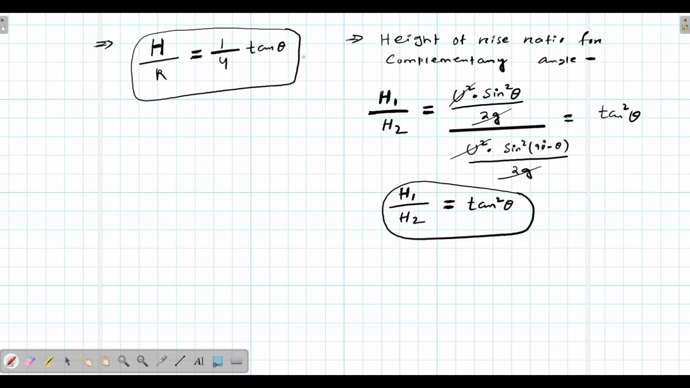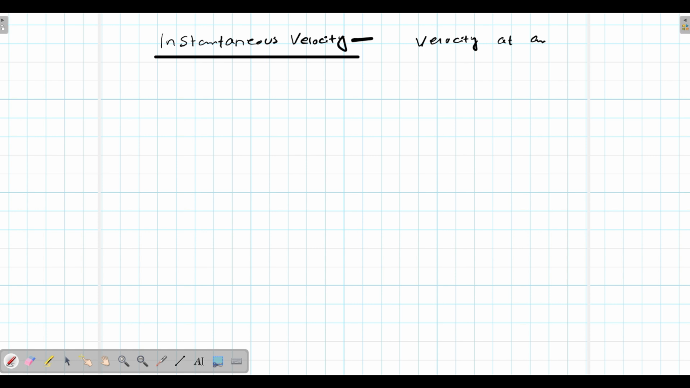So next is instantaneous velocity. Instantaneous velocity means the velocity at any instant of time. That is called instantaneous velocity.